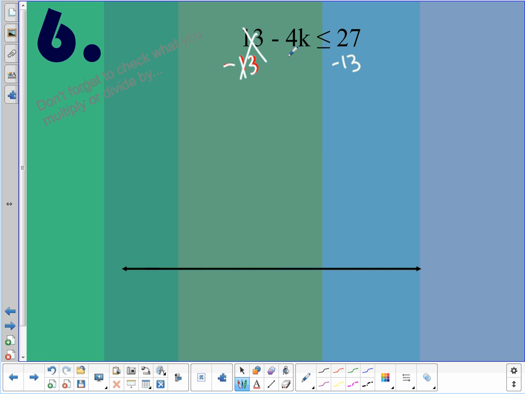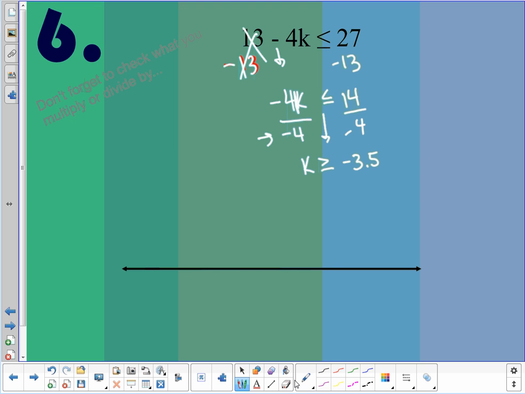That goes away. Don't forget that that negative's there. So negative 4k is less than or equal to 27 minus 13, which is 14. Then I have negative 4 times k, so I divide by negative 4. And I'm left with k is now, divided by a negative, greater than or equal to negative 3.5. So I flipped my inequality symbol because I divided by a negative number.